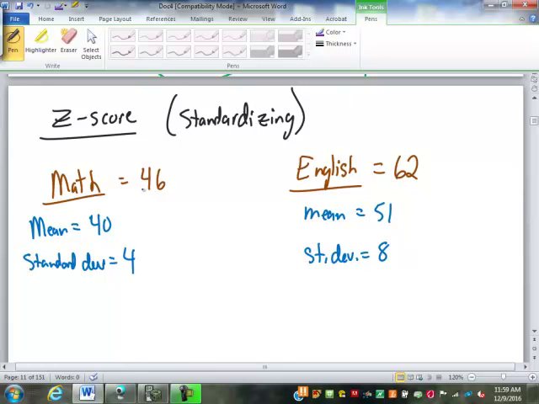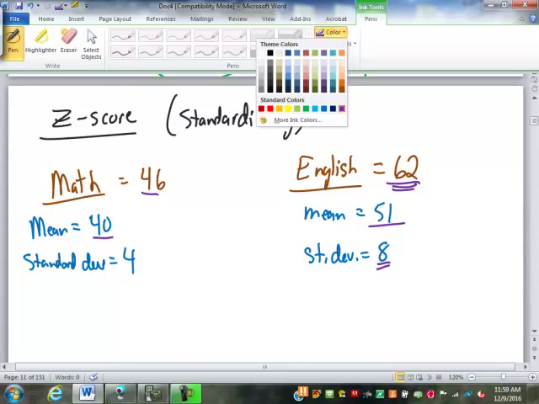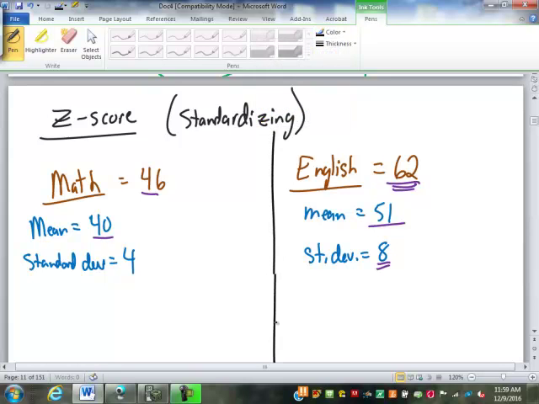Now you might be looking at this and saying, well, this is only 6 points above the mean and this is 11 points above the mean, so this still looks better. But the distance might not be the same because the data for the English is more spread out. So what the Z-score does is we standardize it for each value by taking the number, we subtract the mean, and we divide by the standard deviation.